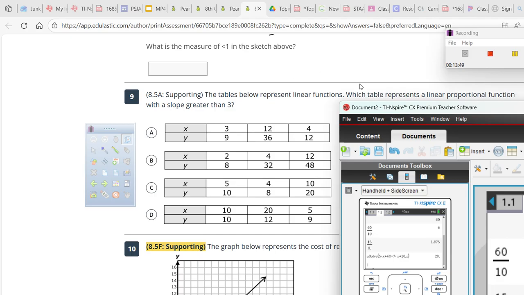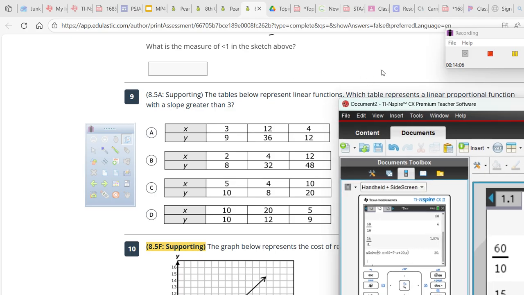So for this one, don't overthink it. Proportional means going through the origin, so the y-intercept is 0. I'm going to open a spreadsheet and put the numbers in here. 3.